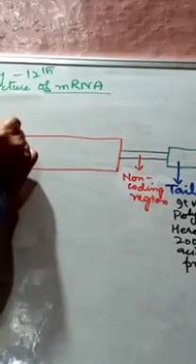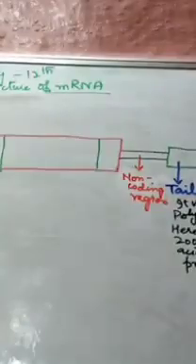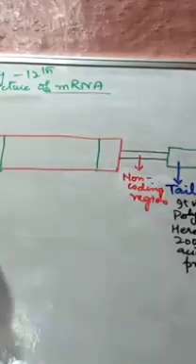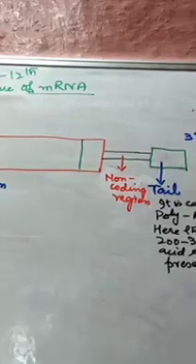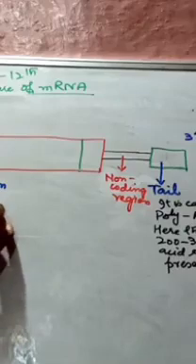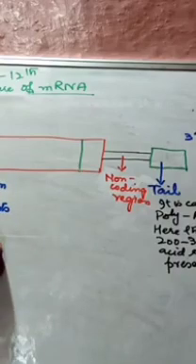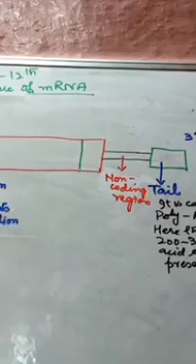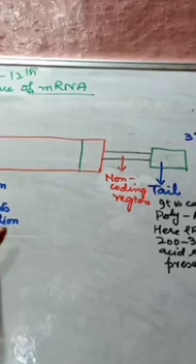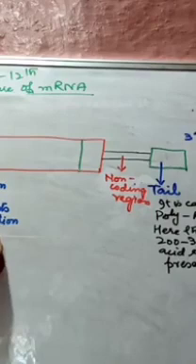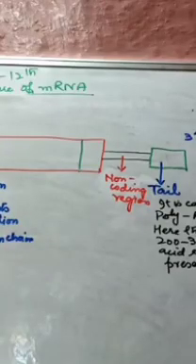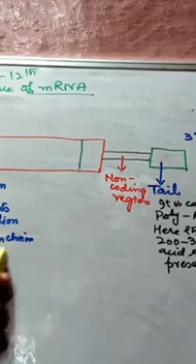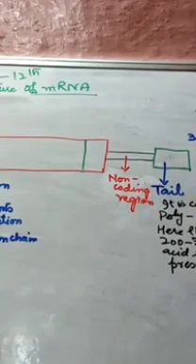Now, I will mark this line. What is this line? It is the initiation codon, which starts the formation of the protein chain. What is this codon? It is AUG. I will write it in a different color so that it becomes somewhat clear to you.